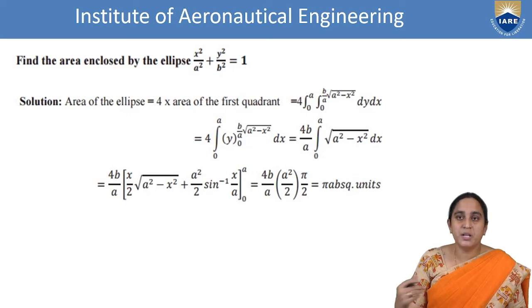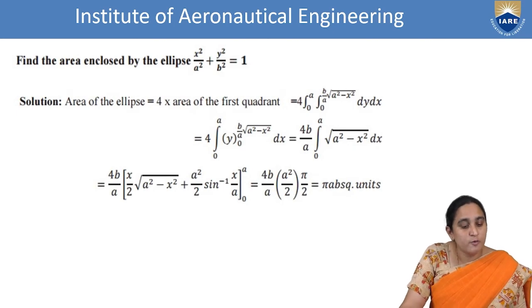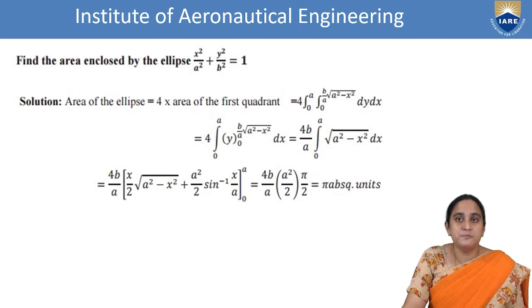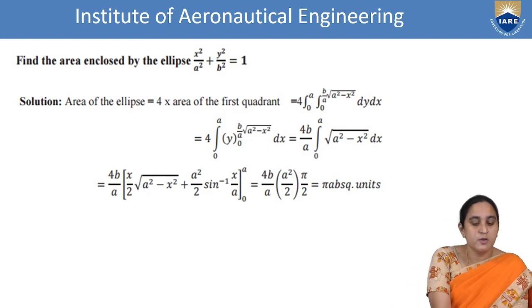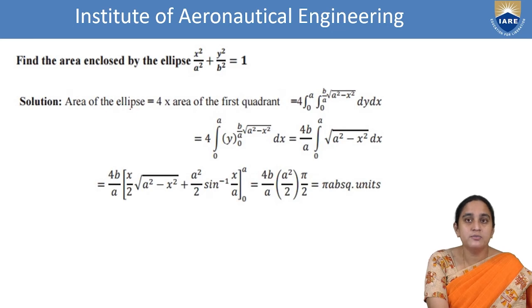It is a different question. In the previous questions, in both cases we discussed the parabolic form only. Now we find the area enclosed by the ellipse x square by a square plus y square by b square is equal to 1. In that case, what is the formula of the area? Area of the ellipse is equal to 4 into area of the first quadrant.